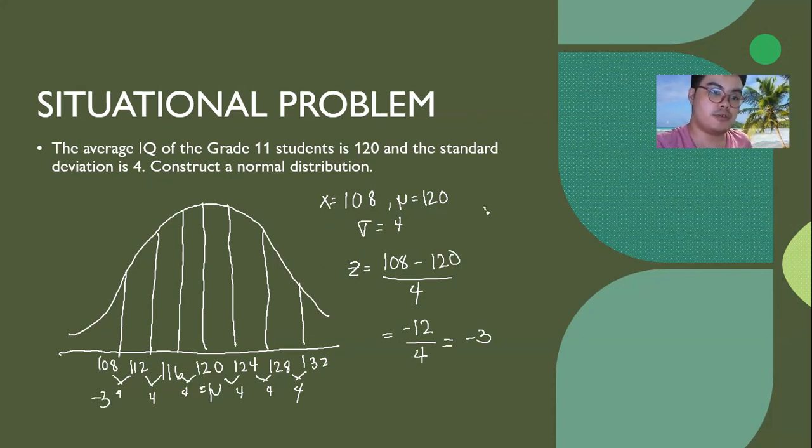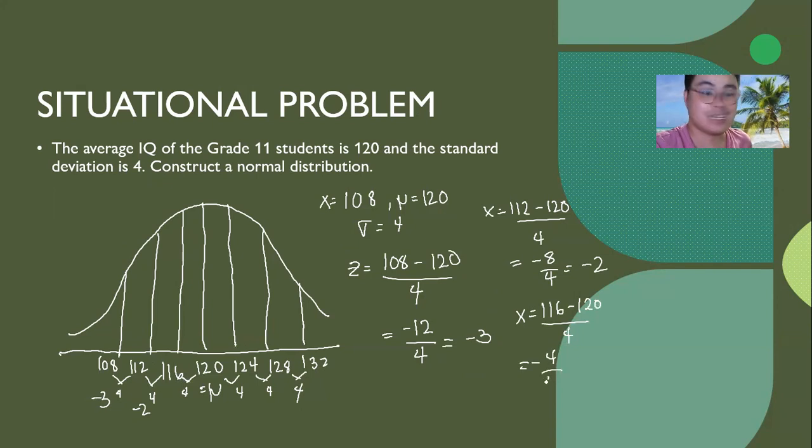Then if your x is 112, subtract 120, then divide by 4. So this will become negative 8 over 4, which is negative 2. So these are your z scores already. The rest you can do as your exercise, but allow me to answer them first. So 116 minus 120 over 4 becomes negative 4 divided by 4, which is negative 1.